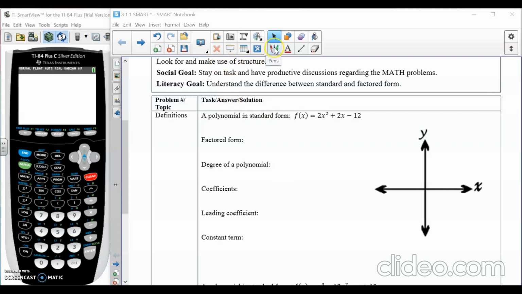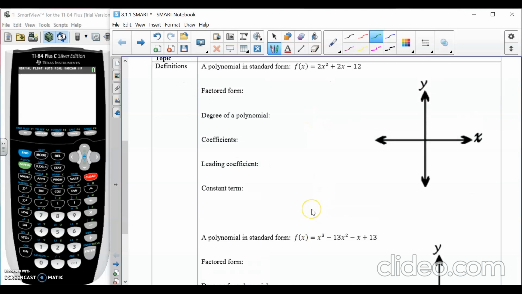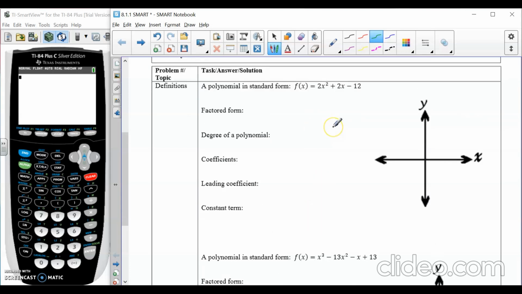But we are going to be talking about polynomials in Chapter 8. And that's basically any of these expressions with multiple terms in it, with x terms and x squareds, even x cubed, as you'll see down here. But let's start with this one. So for factored form, as you guys know, that means we are going to want to do box and diamond.